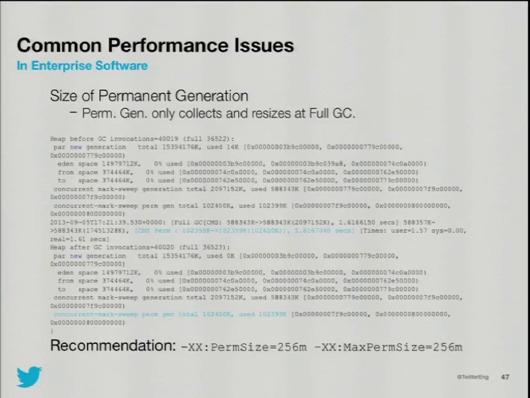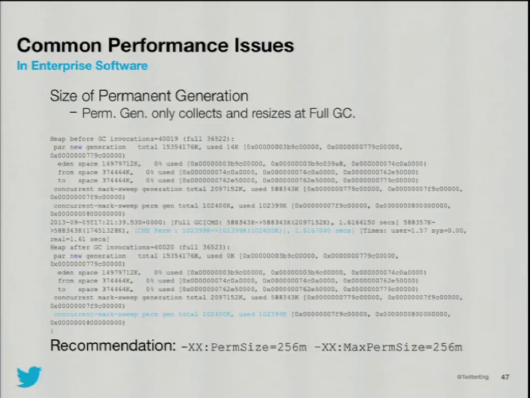Common performance tuning issues. Okay, size of permgen. I see this an awful lot in enterprise application development. Sure, it goes away in Java 8, but who's moving to Java 8 anytime? Well, nobody is. But when it comes out, it takes a while to get there, right?